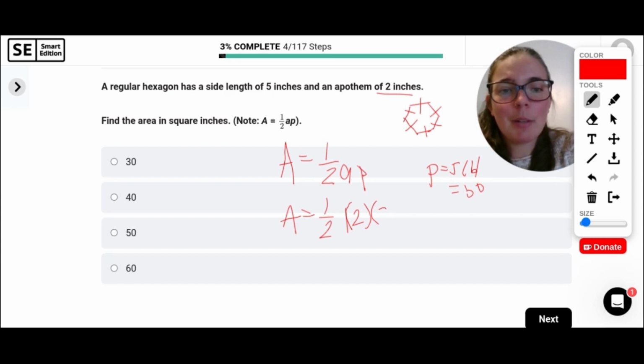Okay, so I'm just going to plug that in for my perimeter. So 1/2 times 2 is 1, and then 1 times 30 would just be 30. So my area here is 30.